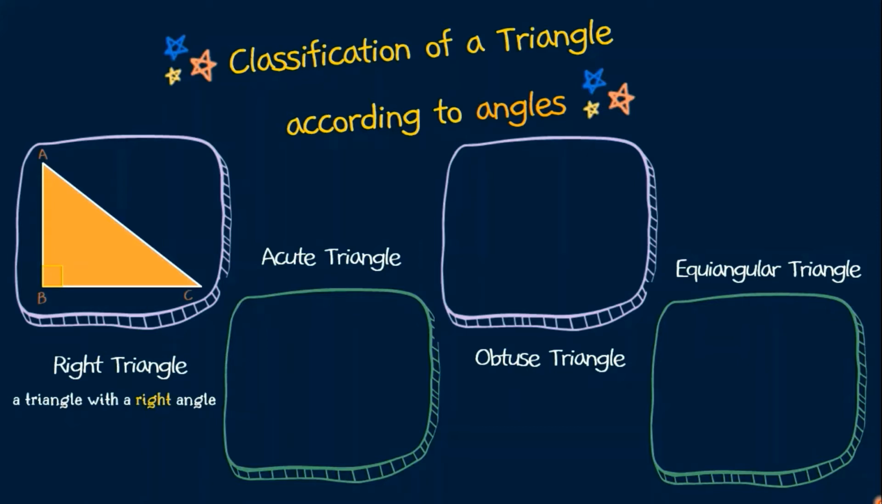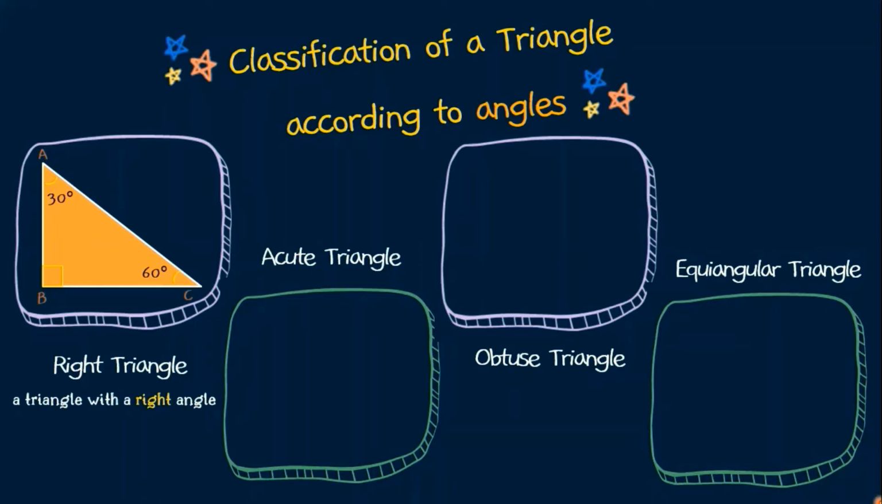Itong angle B natin ay, ang sukat niya ay 90 degrees because this is a right angle. And the other two angles are acute angles. Yung isa natin, 30 degrees yung sukat, yung angle A, at yung angle C naman ay 60 degrees. To sum up, ang isang right triangle ay merong tatlong angles. It has one right angle, itong angle B, and then the other two are acute angles, angles A and C.